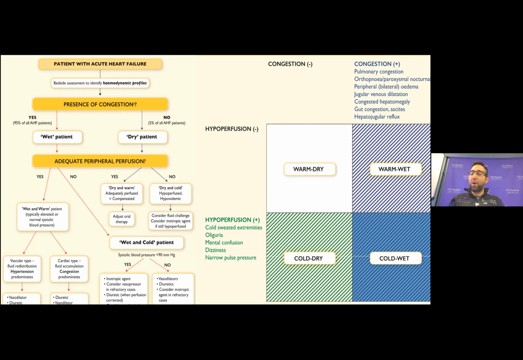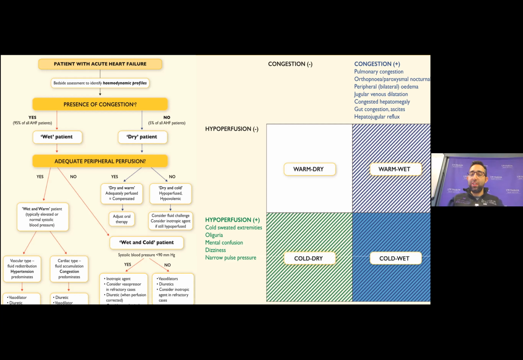Are they warm or are they cold? Are they dry or are they wet? You all have dealt with warm and dry patients. These are patients you see in clinic doing well. You're optimizing their medical treatment. They're mostly doing really well. Warm and wet, they could be in the emergency room. They could be admitted to medicine services. You're trying to fluid optimize and then medically optimize them.